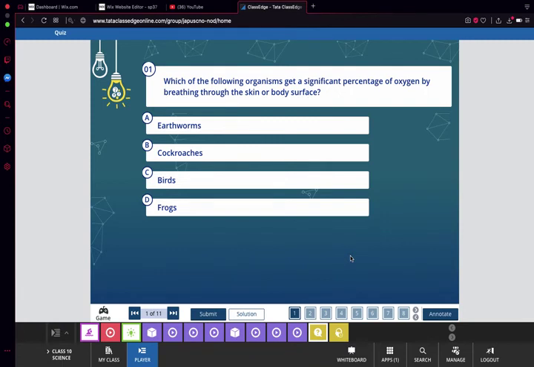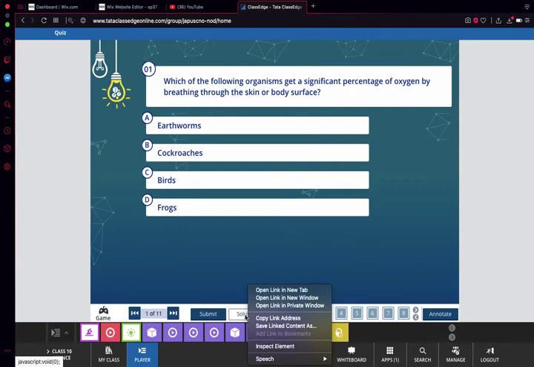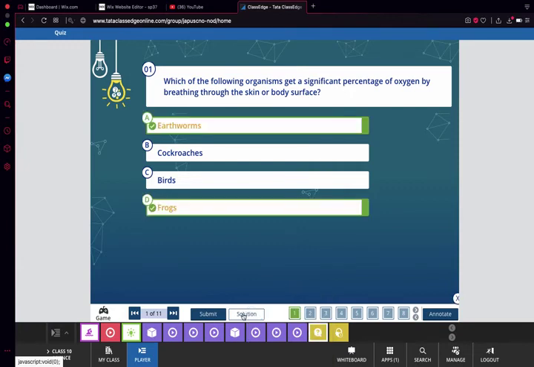Here is the first question. Which of the following organisms get a significant percentage of oxygen by breathing through the skin or body surface? What is the correct answer for this question? Solution is earthworms and frogs. Both are the organisms in which you can see that exchange is going on through the body surface.